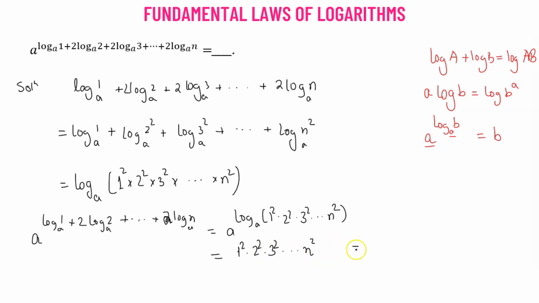We can further simplify this to rewrite it as 1 multiplied to 2 multiplied to 3 going all the way up to n, and we can square everything. Now what is 1 times 2 times 3 going all the way up to n? This is the factorial n. So we have n factorial whole squared.